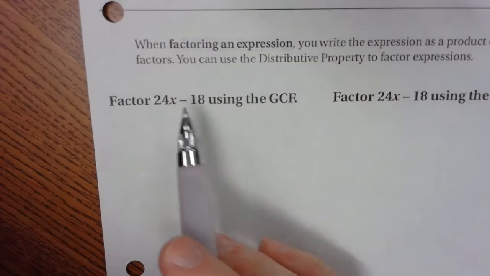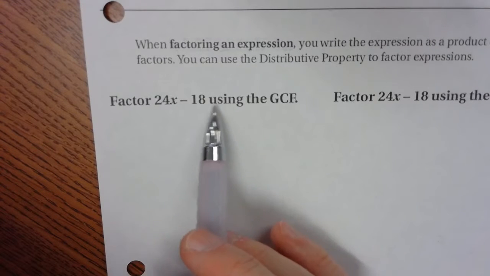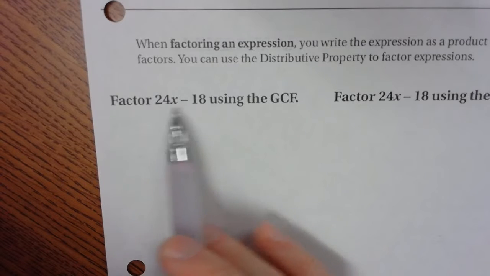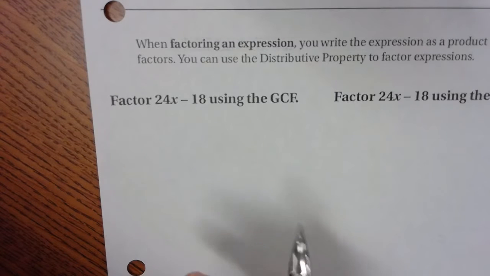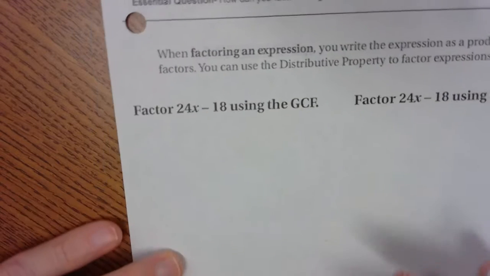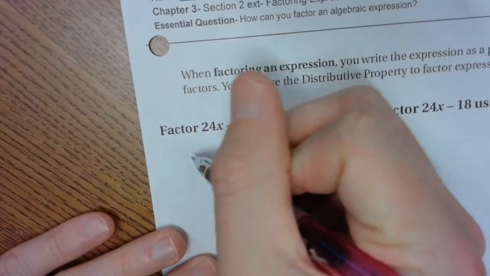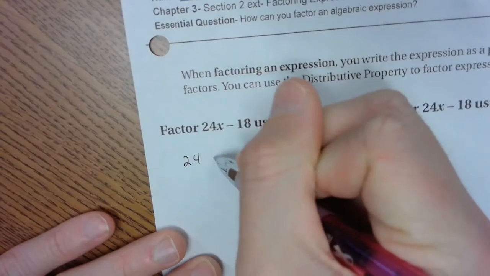So first, if I'm looking at the GCF of 24x and 18, this one doesn't have an x, so I'm just looking at 24 and 18. I need to find the greatest common factor. Remember, the greatest common factor is the biggest number that goes into both. There are a couple of methods you can use to list it. I think the best way is to use the cake method.